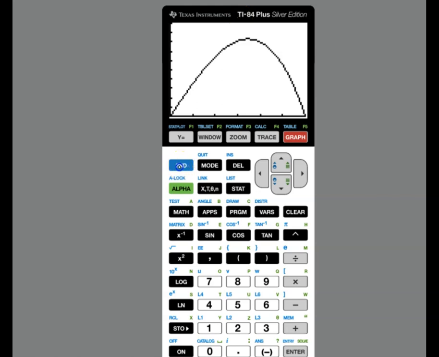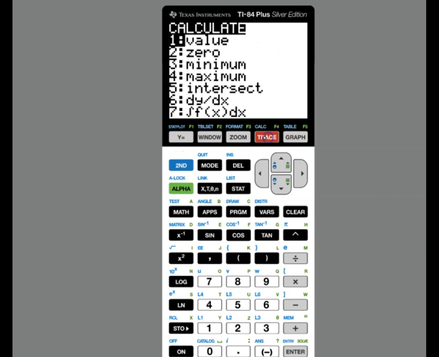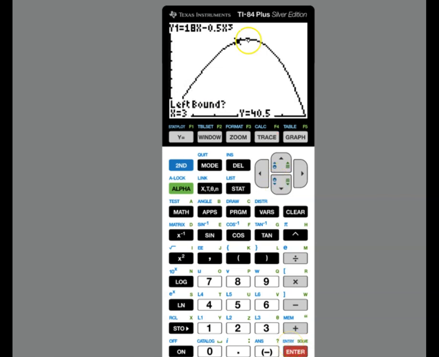So to calculate that maximum, I'm going to go second trace, and you'll see you can calculate just a value where you pick an x, a 0, which is an x-intercept. You can calculate a minimum, in this case a maximum. If you have two curves, you could use this menu to calculate where two curves intersect. But I am going to go ahead and go to the maximum because that's my goal for now. And then you'll see a little blinking cursor. You want that to be to the left side of the maximum. Hit enter. Depending on what model of the calculator you have, you might see a little arrow there, or there might be like a little dotted line if you have one of those fancy colored screens.